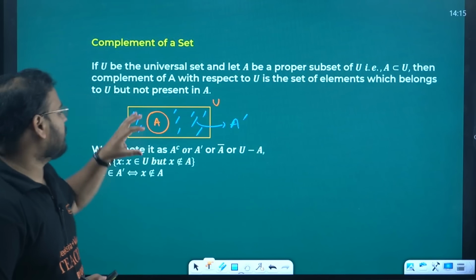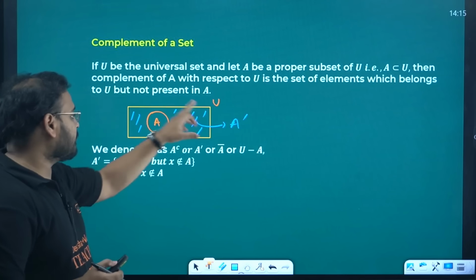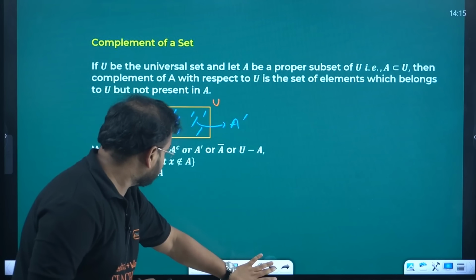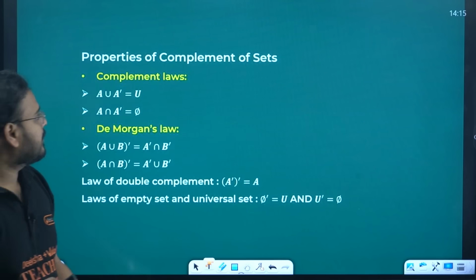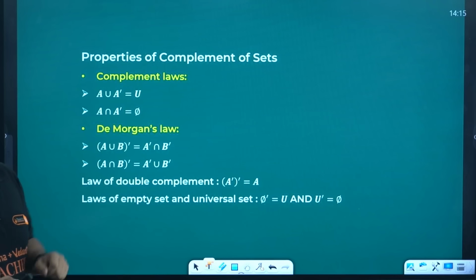Complement of a set, sir. So if this is the universal set, and A is part of the universe, then everything but A is called A complement, right guys? Yeah, so have a look. Everything that you need, De Morgan's law, complement laws, everything has been discussed and taken up over here.